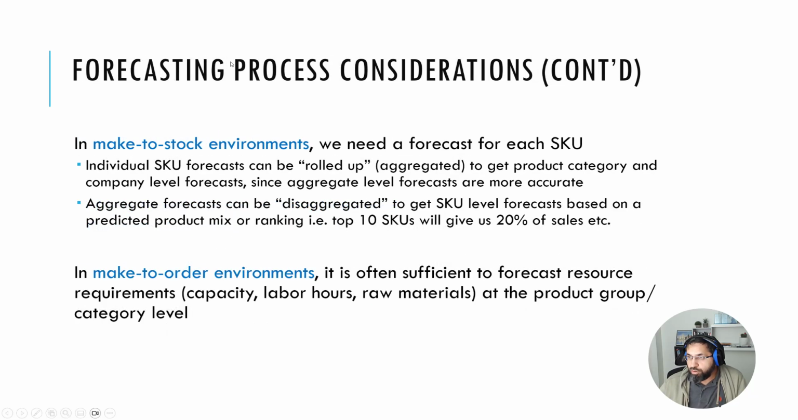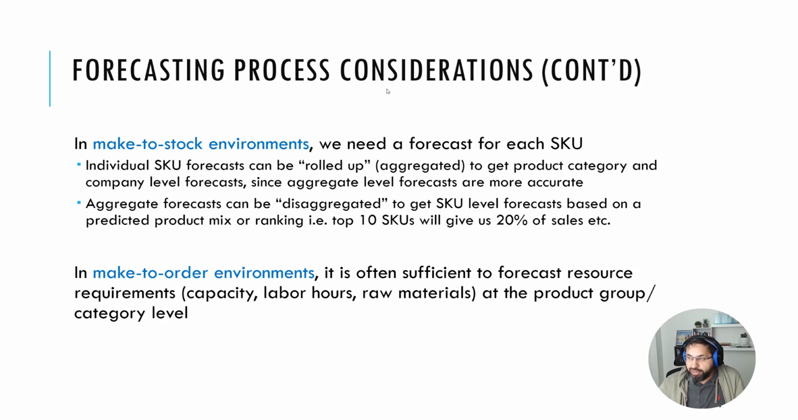Okay, so let's look at some more forecasting process considerations. In make-to-stock environments where you are building product in anticipation of demand, you need a forecast for each SKU, right? Because you have to figure out how much of each SKU to produce. These are environments like retail where customers, when they place an order, are not going to wait months for you to go and make that product. So individual SKU forecasts can be rolled up or aggregated to get product category and company level forecasts.